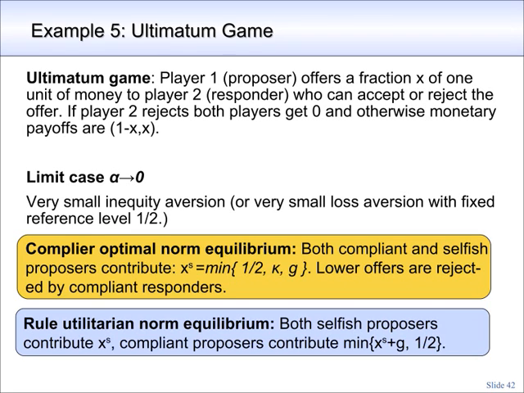Rule-utilitarian norm equilibria simply differ from complier optimal equilibria by the fact that a compliant proposer will give up to g units more than a selfish proposer.